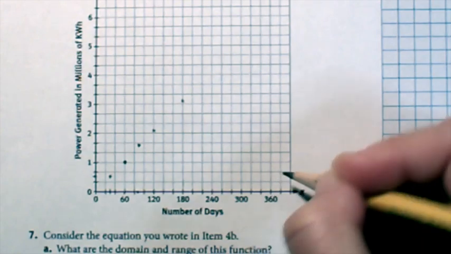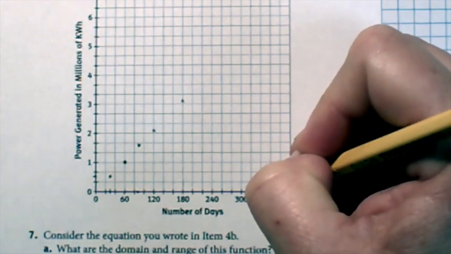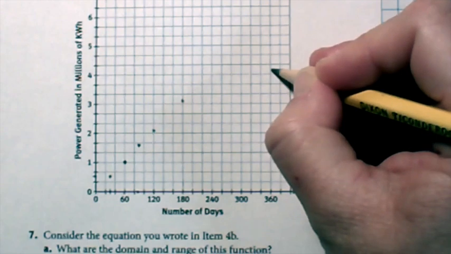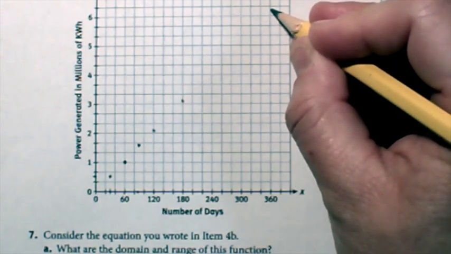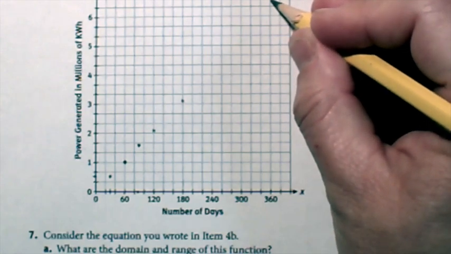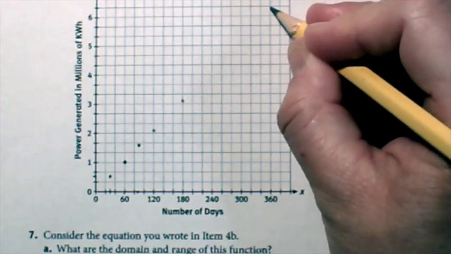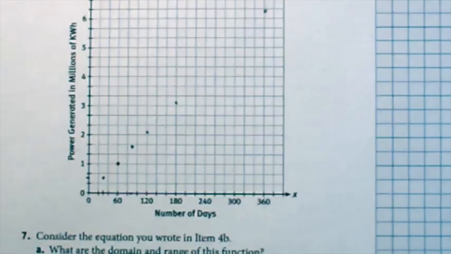And we're up to 6.3 million. 5, there's 6, 6.3. Well, that would be 6.5, so 6.3 maybe here. All right. Well, that was tricky to graph.